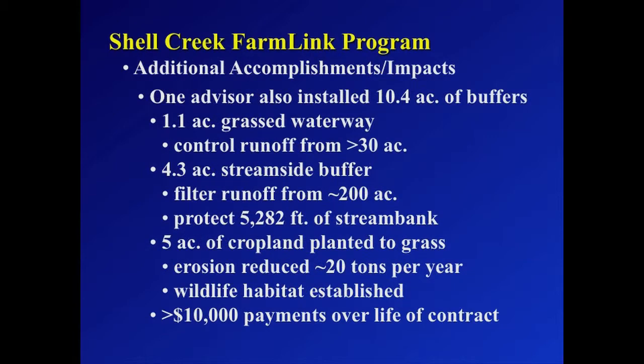In addition, the one advisor who was the most proactive in visiting also installed a little over 10 acres of buffers on his own farm, primarily because of information he had learned in the training session. Those were broken down to be a little over an acre of grassed waterways, about 4.5 acres of streamside buffer, roughly a mile of buffer adjacent to the stream, and 5 acres of cropland that he really just turned over or planted to grass.